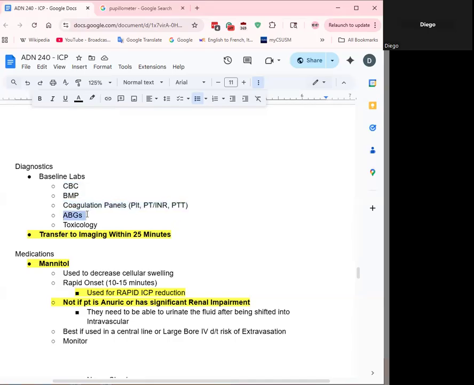Getting ABGs is important, since a lot of these people will be intubated. Sometimes the reason they're so down is heavy metal toxicity or something like that. By the time they're in the hospital, if they suspected it, they would have been given Narcan by now. But it's regardless something that can be done. And like I said, transferring to imaging as soon as possible is very important.